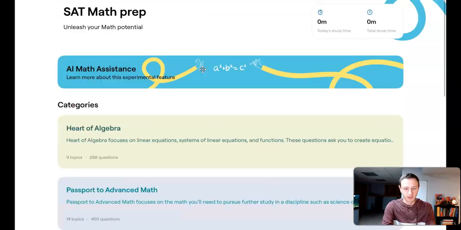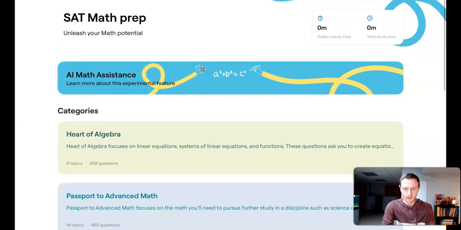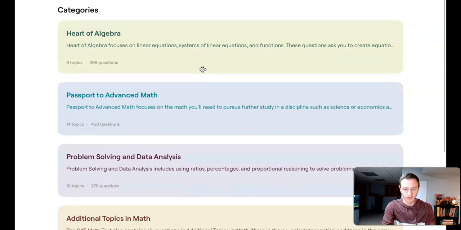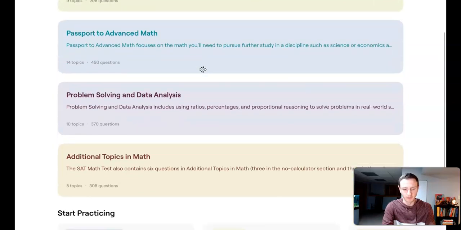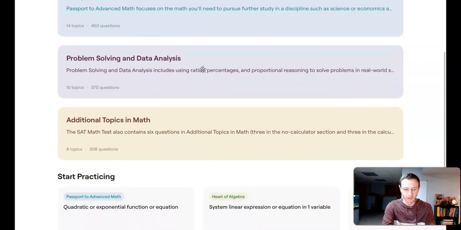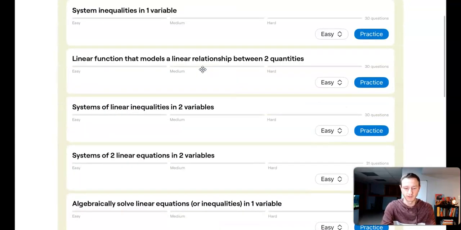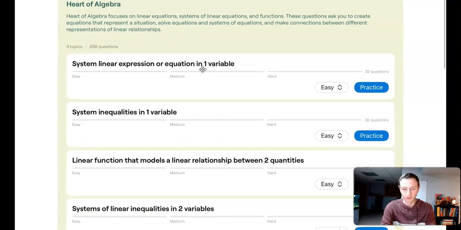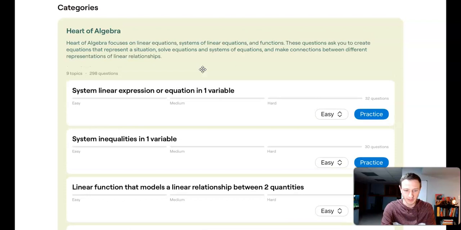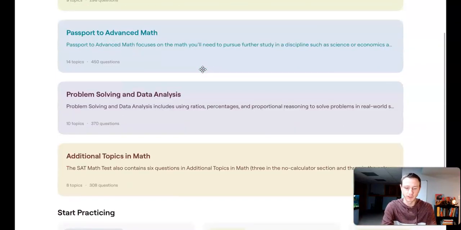So there is a SAT math prep option in Goodnotes 6 where they have 4 different categories: Heart of Algebra, Passport to Advanced Math, problem solving and data analysis, and then additional topics in math. Within each category there's topics, as you can see. Then within each topic there is easy, medium, and hard difficulty. I don't know their definition of easy, medium, or hard. I have not done any of these problems yet. This is going to be my very first time sitting down and doing some of these problems.